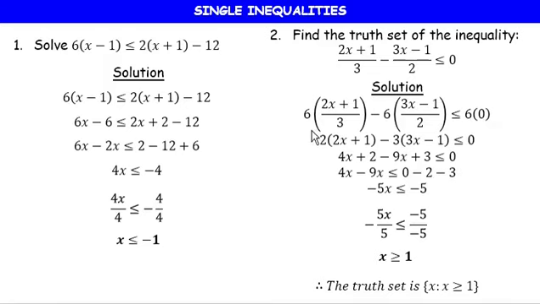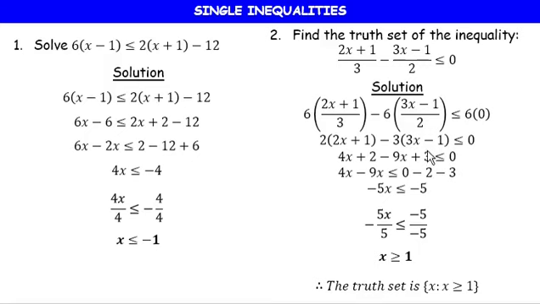So 3 will divide 6 2 times. So for this expression, we are going to have 2 into bracket 2x plus 1. Now 2 divides 6 3 times. So for this second expression, we are going to have minus 3 into bracket 3x minus 1 less than or equal to 6 times 0 gives us 0. Right? A number multiplied by 0 is 0. So the next thing is to expand this bracket. Right? So we are going to have 4x plus 2. Right? So that is for the first bracket here.